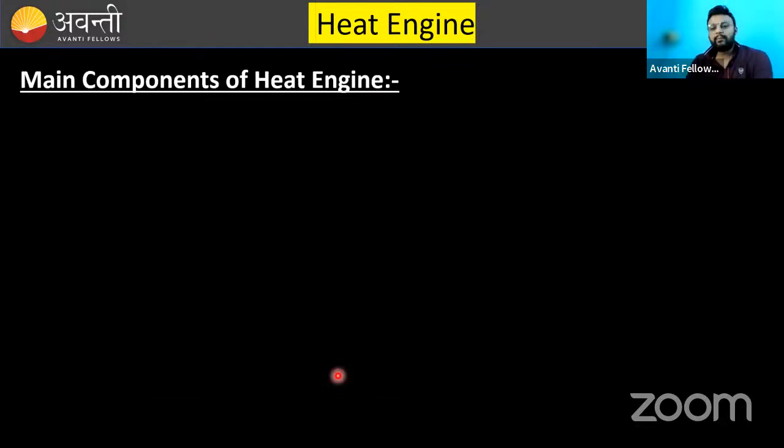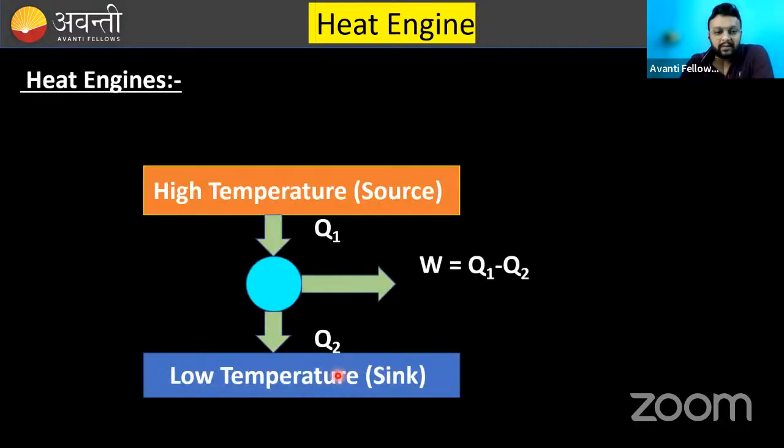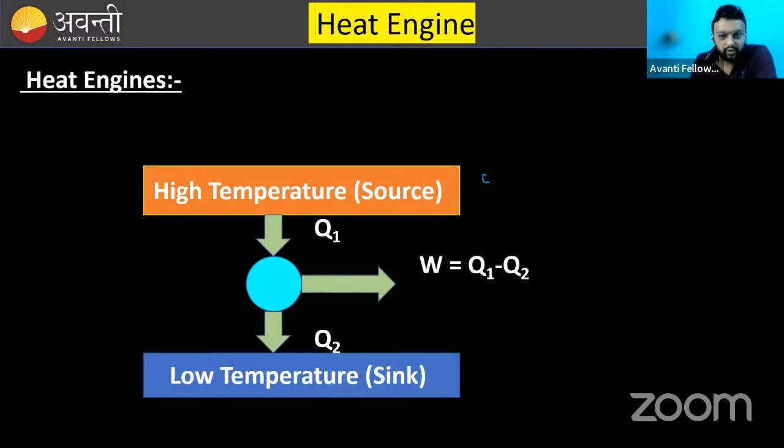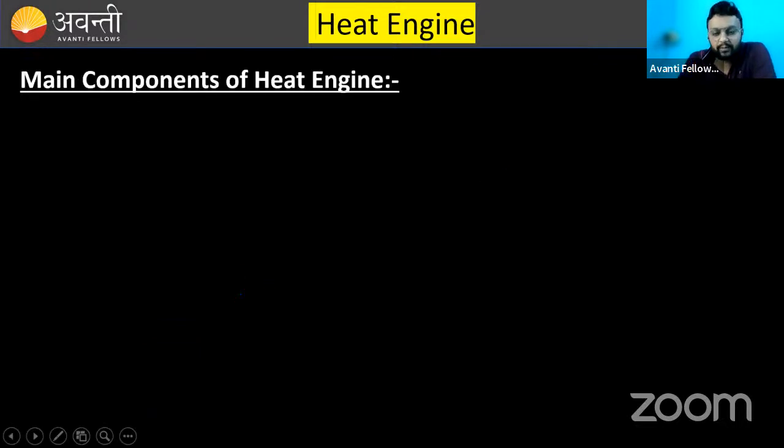Now, what are the main components of a heat engine? You can see the main components are: one component is the source, another component is the sink, and another component which is performing the work, that is the working substance. Three components of the heat engine.